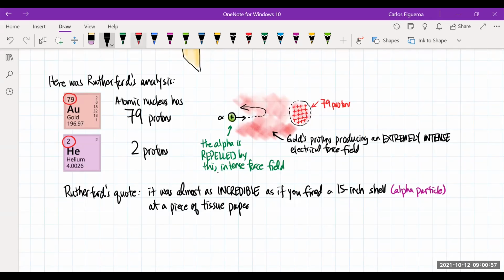And what was the tissue paper? It was the gold foil, right? It's super fragile. And it came back and hit you. This is how Rutherford discovered the nucleus, right there. And he won a Nobel Prize for it because nobody knew in 1910 that there was a nucleus.